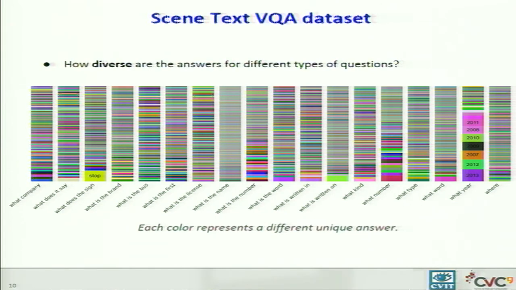So what I'm showing here is the distribution of the answers for different types of questions, right? In the first column, we have the answers for all the questions that start with what company. And as you can see, each color corresponds to a different answer. We have an almost uniform distribution of answers, which is good for us because it means there is no bias here. We have some bias in specific questions, like, for example, what does the sign say, in which many of the answers are stop, or also if we are asking about specific years. But apart from these two types of questions, we can see that, in general, the data set is not biased on the answers. So this means that the data set will be useful to really learn to answer those questions.